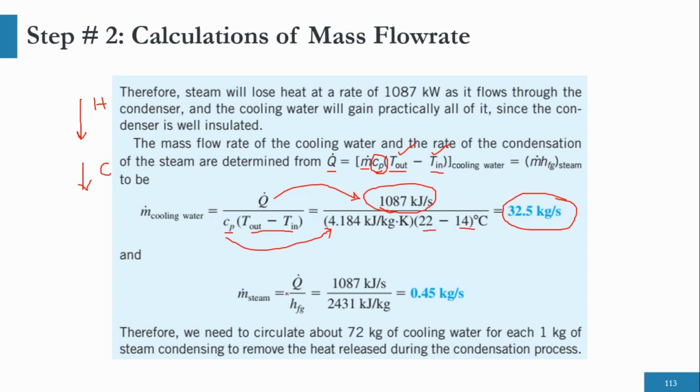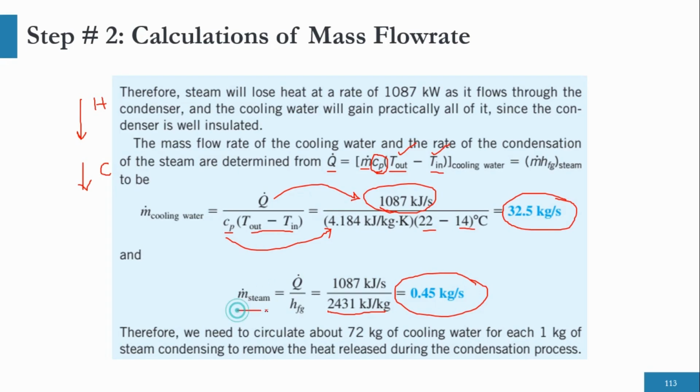If we want to calculate the amount of steam which is fed in the system, that is equal to Q over H fg, which is the heat of vaporization. So Q is 1087 kilojoule per second, and the heat of vaporization value, which we assumed to be constant throughout the system at the given conditions, is 2431 kilojoule per kg. Accordingly, we get the answer as 0.45 kg per second.